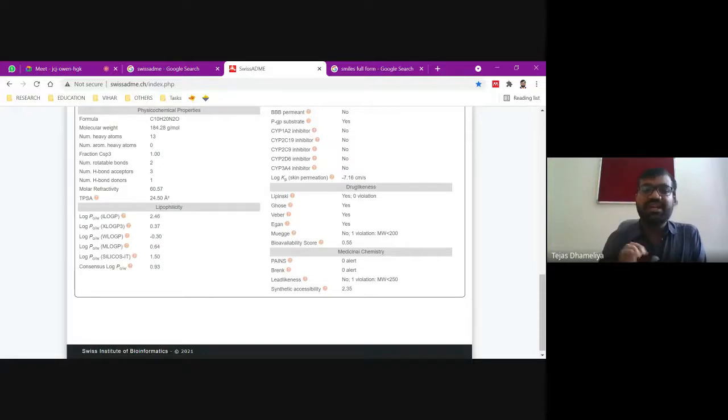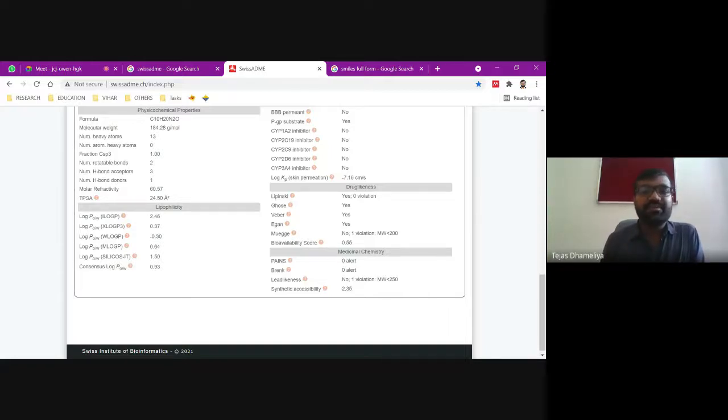Then take ammonia, which has 3 hydrogens. That hydrogen is attached to nitrogen, but this hydrogen can accept the lone pair from another electronegative atom. That's why it is an electron acceptor. An electron acceptor is always a hydrogen bond donor. This way you can understand the concept of hydrogen bond acceptor and hydrogen bond donor. The acceptors should be not more than 10. Donors should be 5 or less, not more than 5.